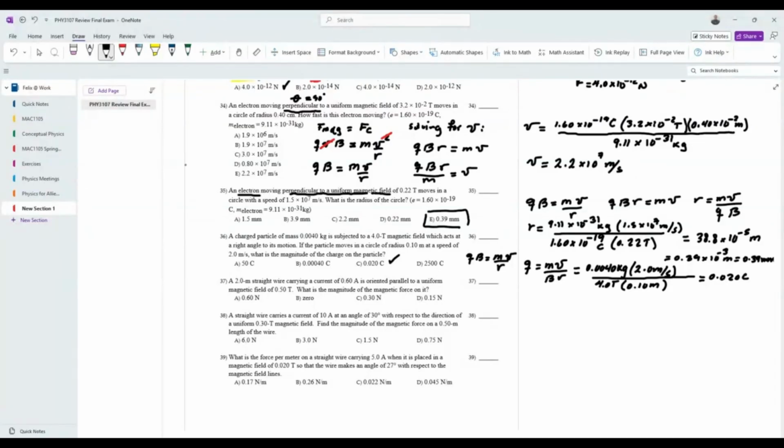Let's see now, the next exercises are just about different things. These are about a straight wire that is in a magnetic field. So let me erase, I can get some space here.